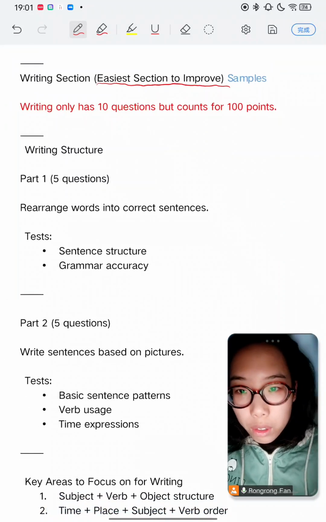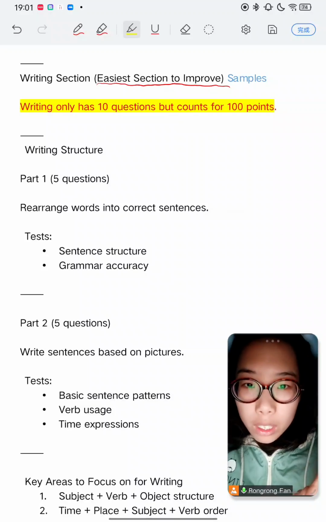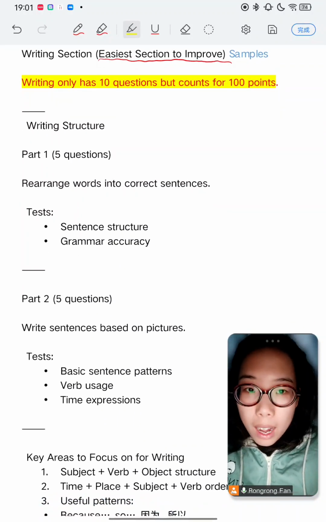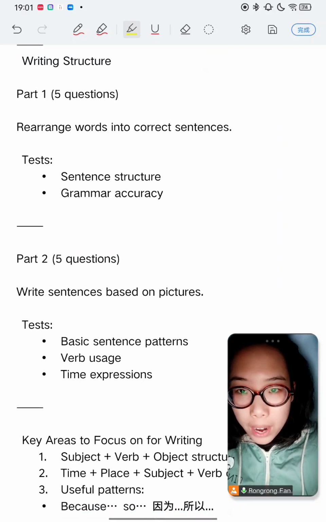And you should pay attention to the fact that the writing only has 10 questions but accounts for 100 points. So how important it is, right? Okay, let's see the writing structure.